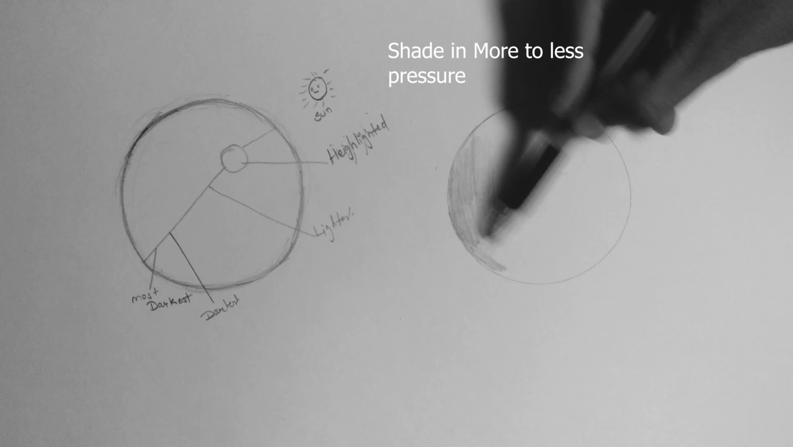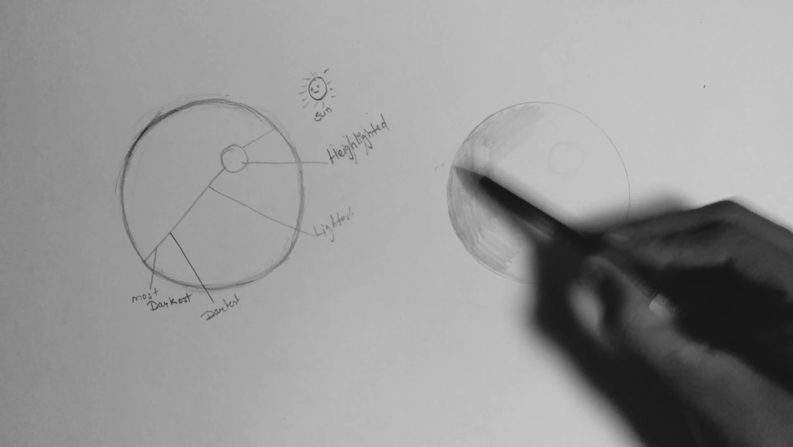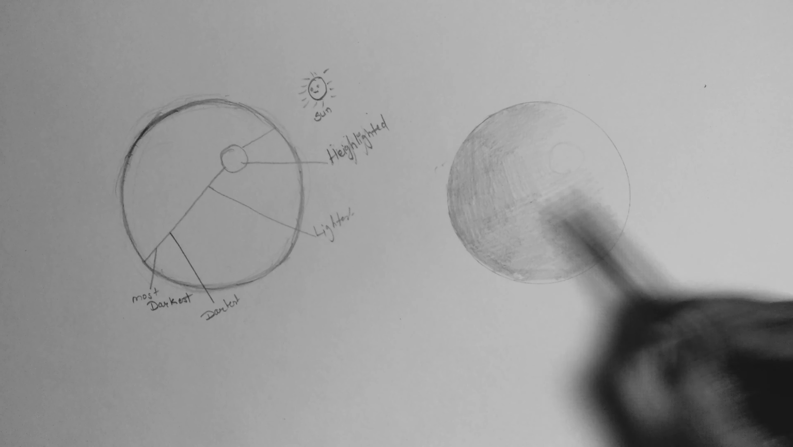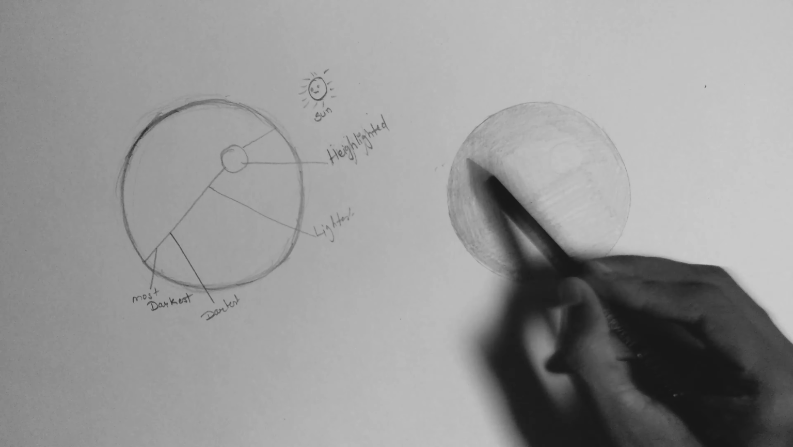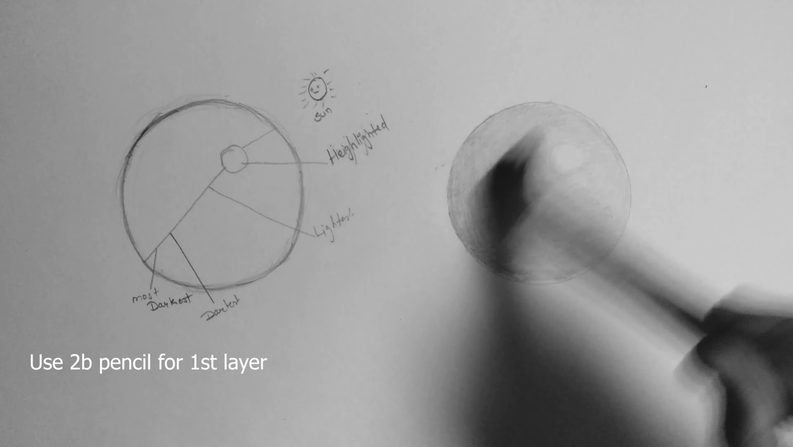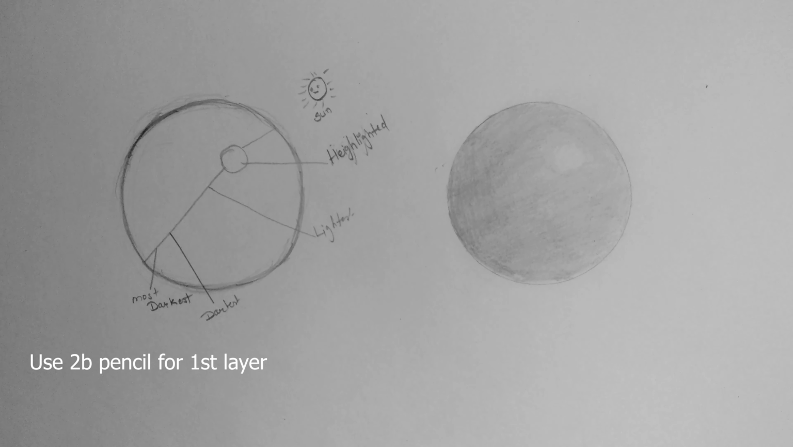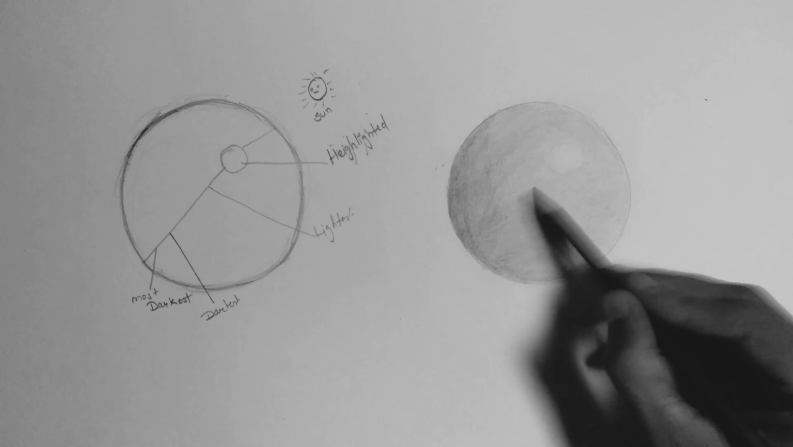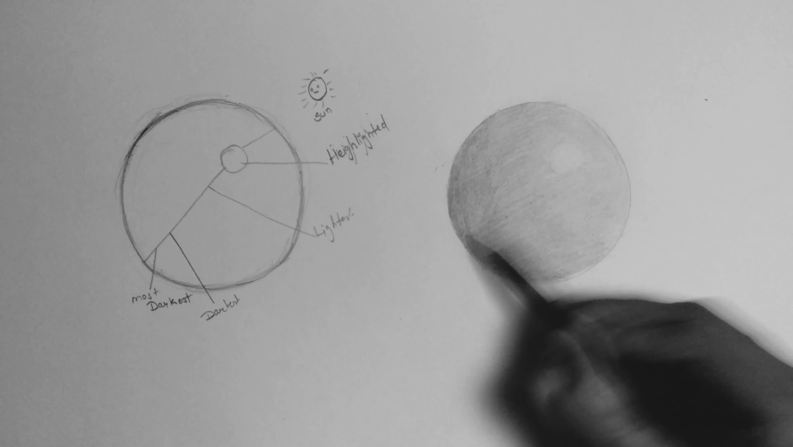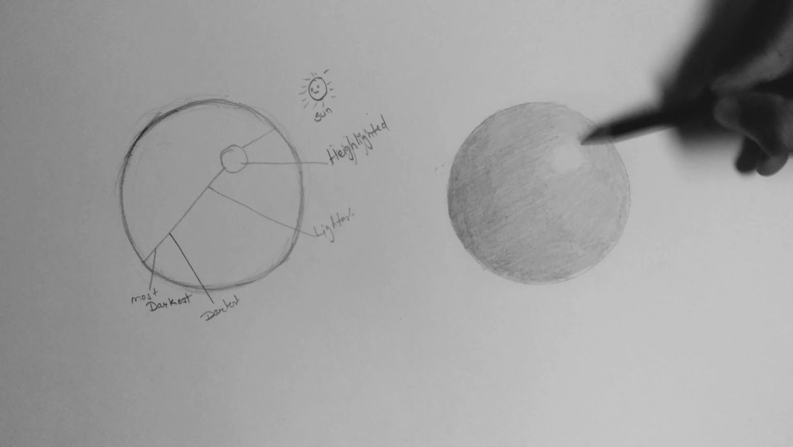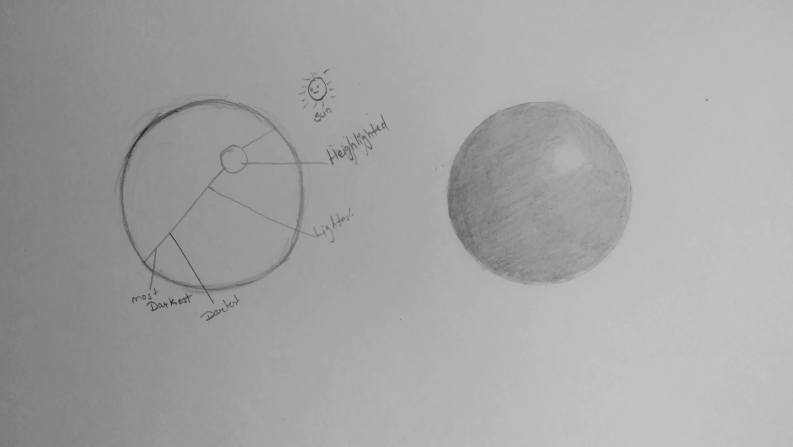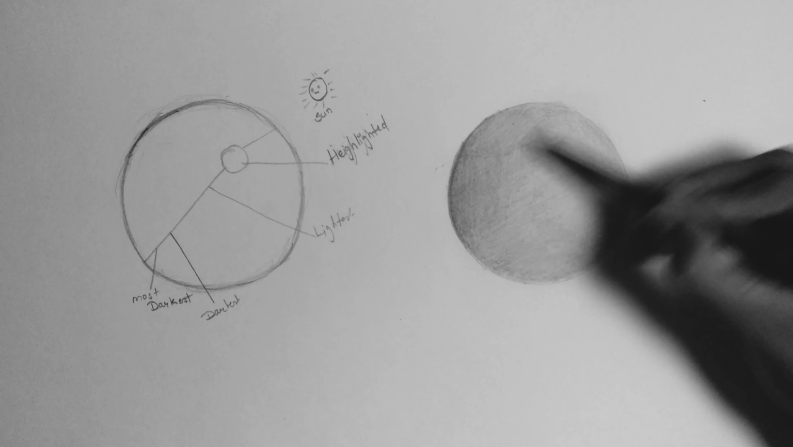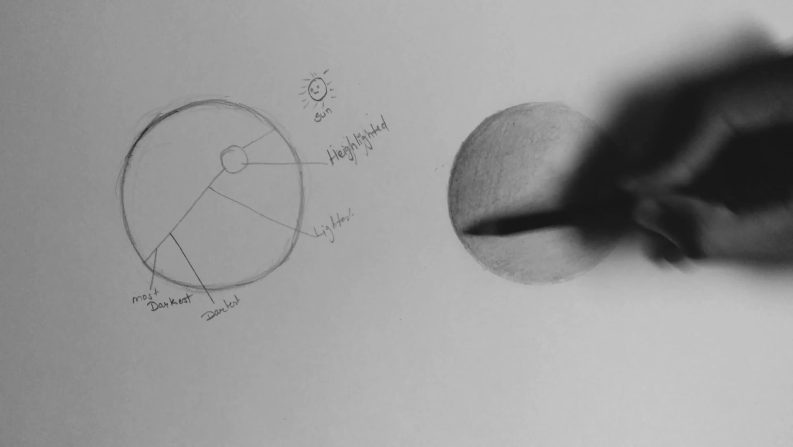Start shading it from more to less pressure with the help of a 2B pencil. Then blend it with a dry brush. After that, start making a second layer and blend it with a dry brush. After that, grab the 4B pencil and shade the darker parts for a more realistic and 3D look.